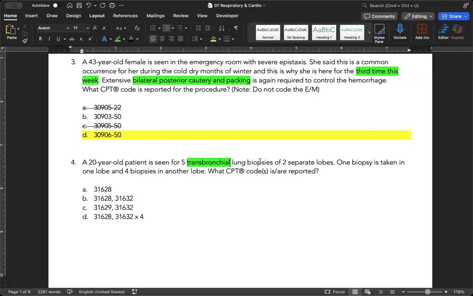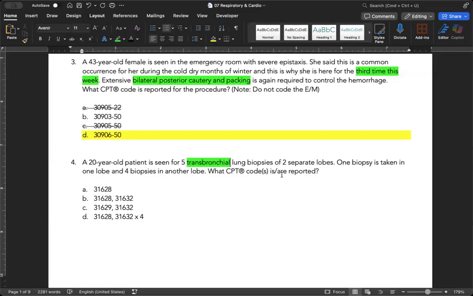So 31625 is bronchoscopy, rigid or flexible, including fluoroscopic guidance when performed with bronchial or endobronchial biopsies, single or multiple sites. Even though we're going transbronchial, we're doing lung biopsies. So the 31625 would not be it. And then we also have 31626, which is placement of fiducial markers. We didn't do that. 27 is computer assisted image guided navigation. Didn't use that.